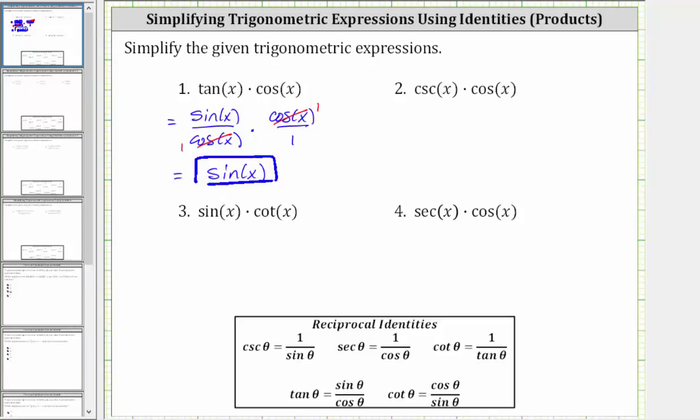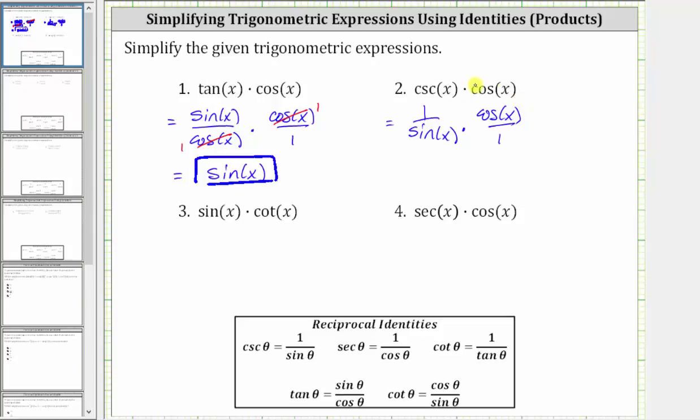For number 2, we have cosecant x times cosine x. Cosecant x is equal to 1 over sine x, and therefore we will write the product as 1 over sine x times cosine x, or times cosine x over 1.